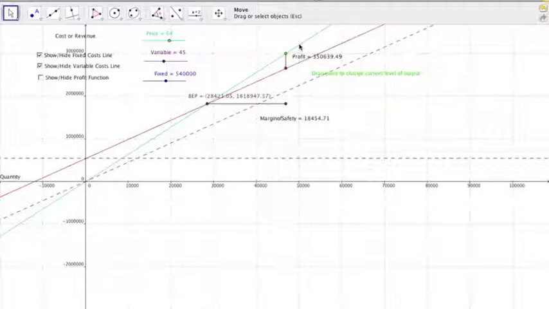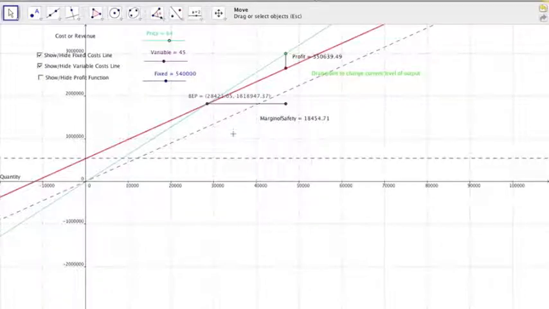Next is the total cost line. The total cost line is the red line, which represents the fixed cost plus the average variable cost multiplied by the quantity. This is the total cost line. And moving on, the fixed cost line. The blue dotted horizontal line is the fixed cost line, which represents the costs that don't change in relation to the output of the production.